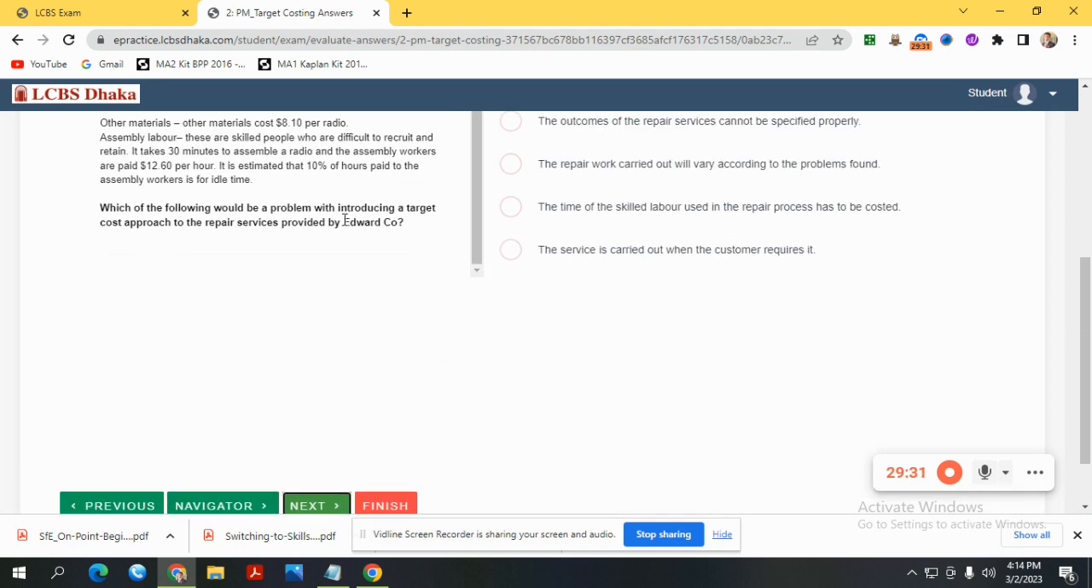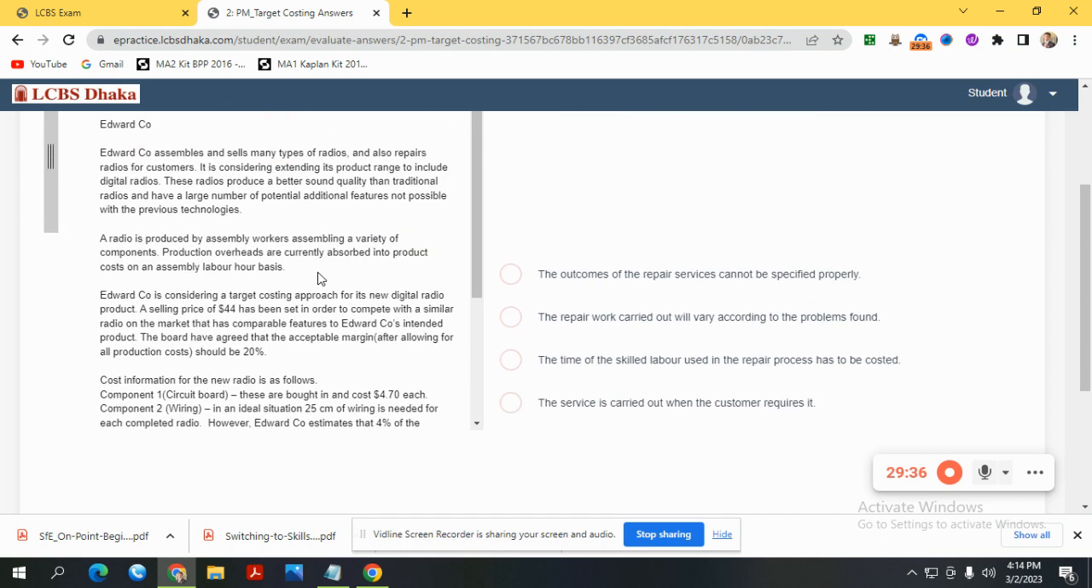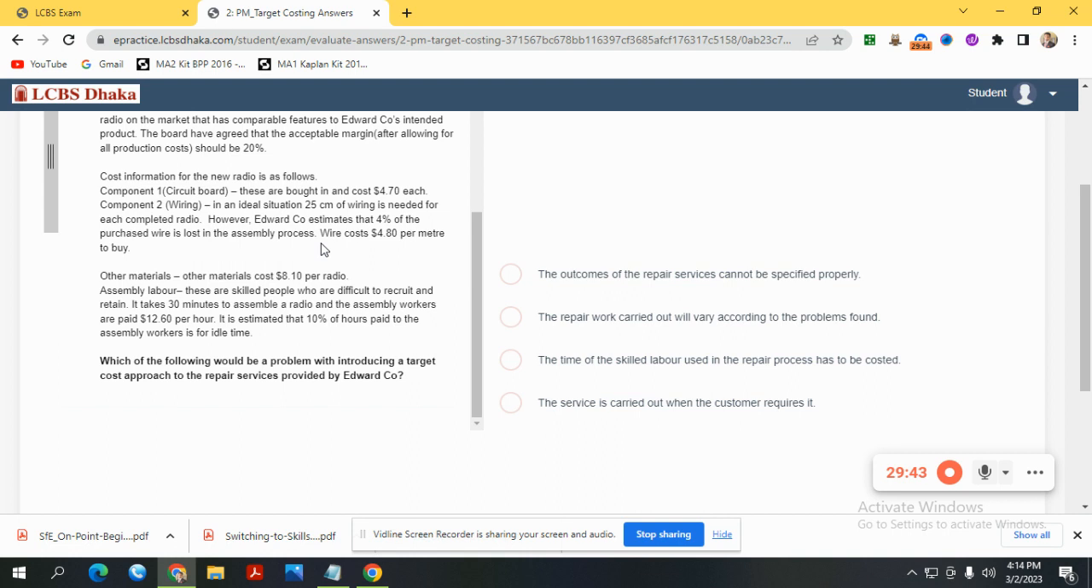which of the following would be a problem with introducing a target cost approach to the repair service provided by Edward Co? If we look, Edward Co does assembly and also repair. So in terms of repair service, what is the problem with target costing? Let's look at the first one. The outcome of the repair service cannot be specified properly. Not necessarily. Repair service has only one outcome, that I will repair the item, so the outcome is not the challenge. The second one is the repair work carried out will vary according to the problem found.